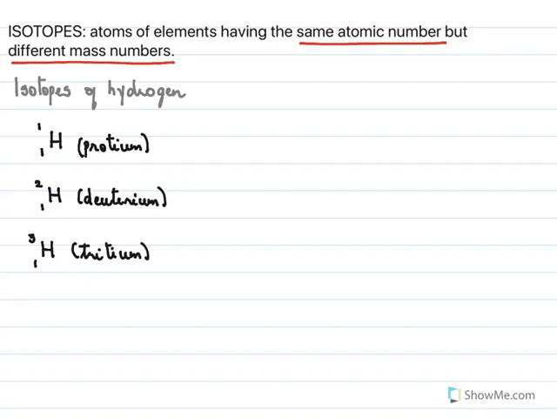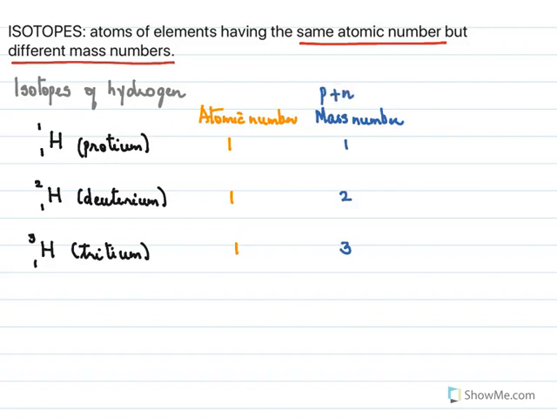Now, if you see in these three isotopes, the atomic number is the same. Here you have atomic number 1, atomic number 1, atomic number 1. All of them have the same atomic number. Now for the mass number, in this case it is 1, here it is 2, and here it is 3. So different mass numbers, 2 and 3. And you know mass is protons plus neutrons.